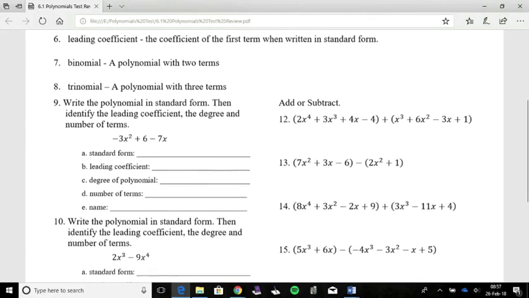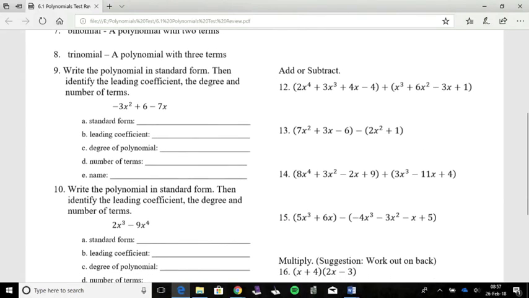I'm going to simply make this video quick and short. I'm going to cover just a few of these problems with you just to kind of re-explain them to you, okay? All right, so when it comes to number 9, write the polynomial in standard form, then identify the leading coefficient, the degree, and the number of terms. All right, so standard form. Standard form is when you write the terms in order from the biggest exponent to the smallest exponent, or a better way of saying it is basically the highest degree to the lowest degree term.